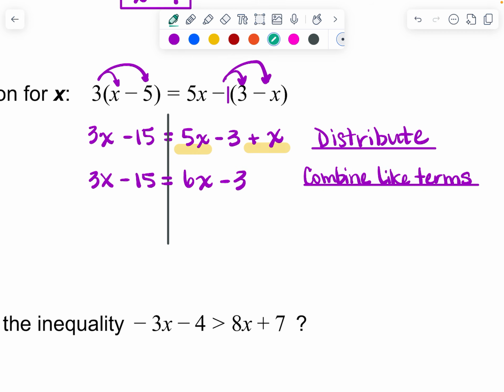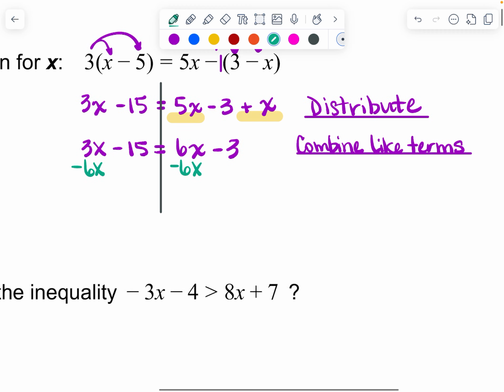So now I notice I have x's on both sides. Well, now I have to do some algebra, right? Because now I have to get all of my x's to one side, right? So I'm going to subtract my 6x's. I'm just going to get all my x's to the left. You can get yours to the right. It really doesn't matter. But those are positive 6x's over there, so I need to subtract them if I want to move them to the other side.